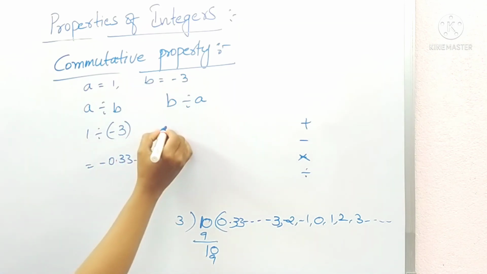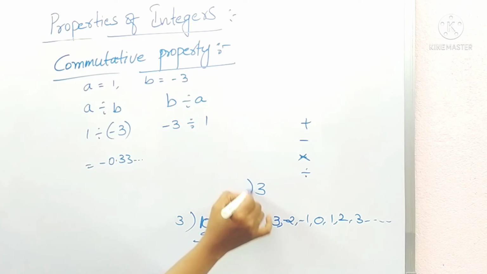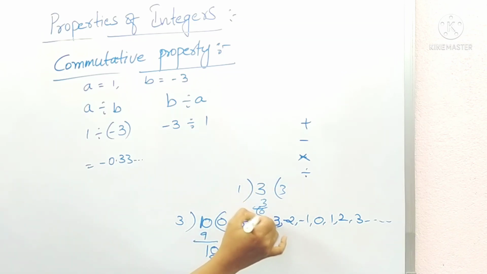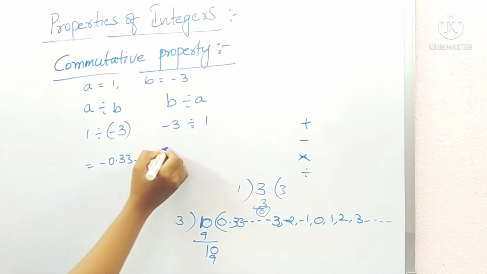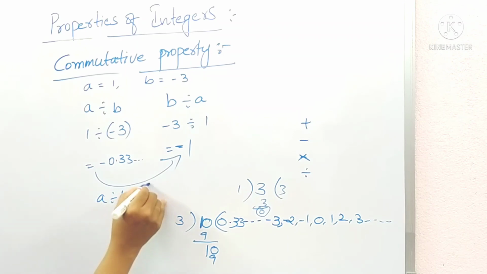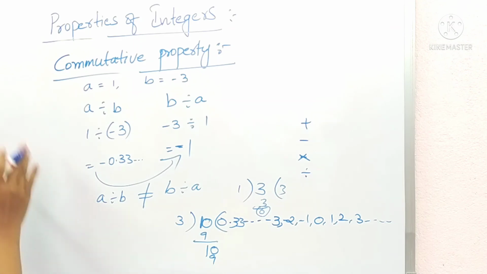Okay. So b divided by a. Here b is minus 3 divided by 1. When we divide 3 by 1, 1 three is 3. So the remainder will be 0. So this is minus 1. Is minus 0.33 equal to minus 1? No, not at all, right? So a divided by b is not equal to b divided by a. So integers are not commutative under division.